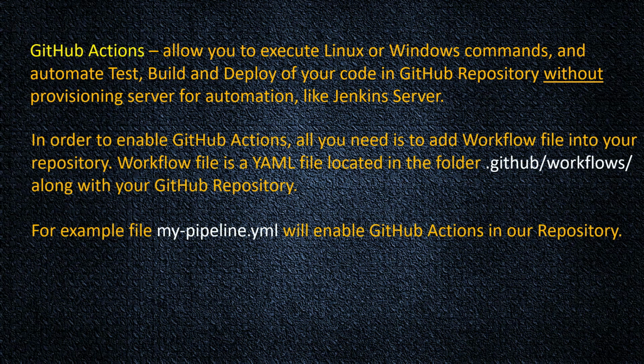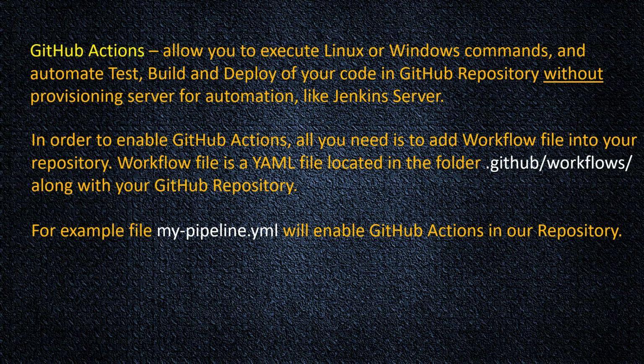In order to enable GitHub Actions, all you need is to add workflow files into your repository in a specific folder. The workflow file is a YAML file located in the folder .github/workflows. It can be, by the way, a few files, like a few workflows. You can name them as you want.